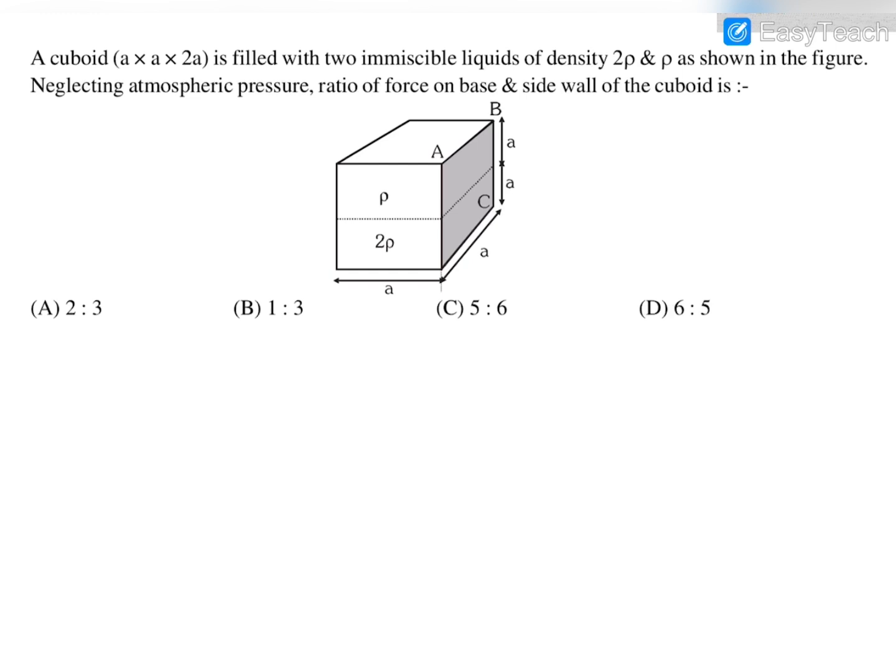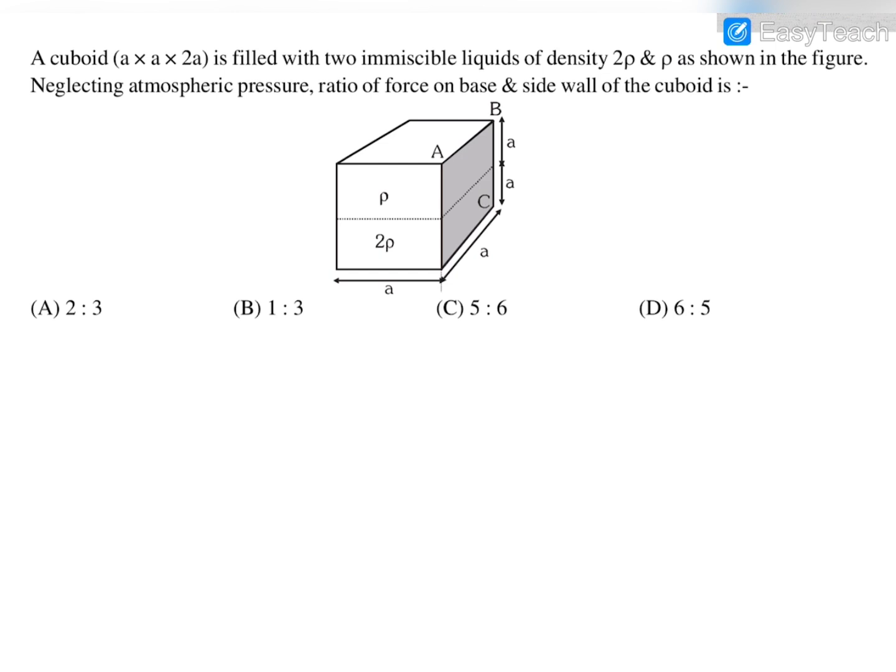In this video today, we are going to discuss the concept illustration problems which are based on the force and torque calculations of the walls of the containers. So in the first problem, you can see that there is a cuboid shaped container whose dimensions are A by 2A, and it is filled with two immiscible liquids of density 2 rho and rho, as you can see. If we have to neglect the atmospheric pressure, we have to find out the ratio of the force acting on the base of the container and the side walls of the cuboid.